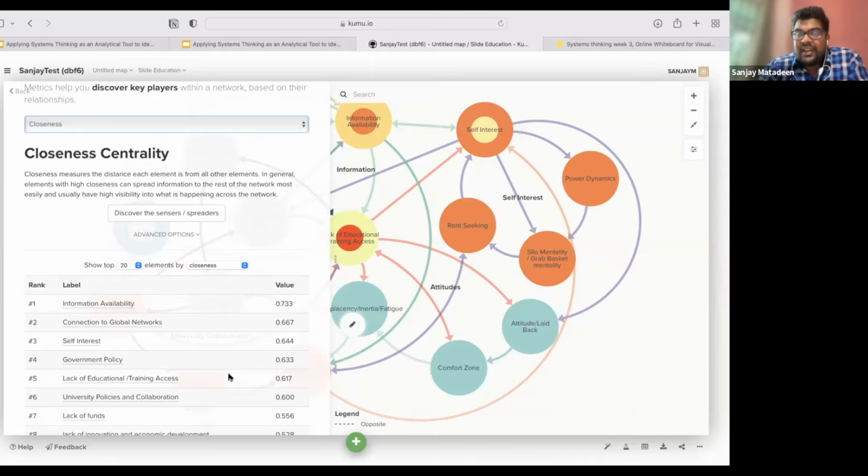What we're showing, if we had written a research paper, would have been more rigorous and would have looked at the data points and everything. But here it's just to show the possibilities with Kumu.